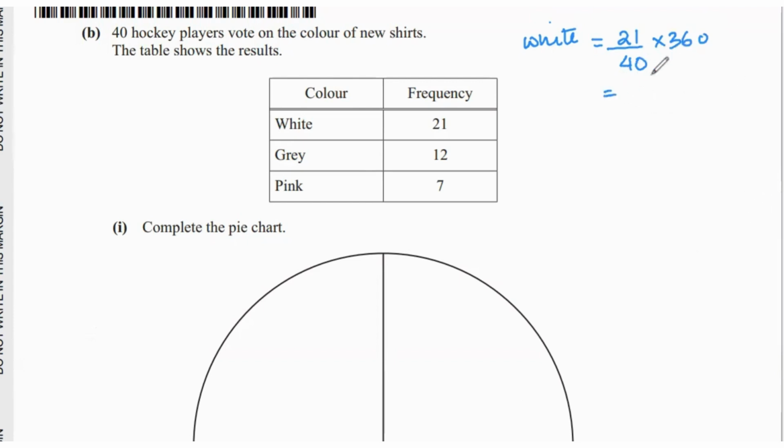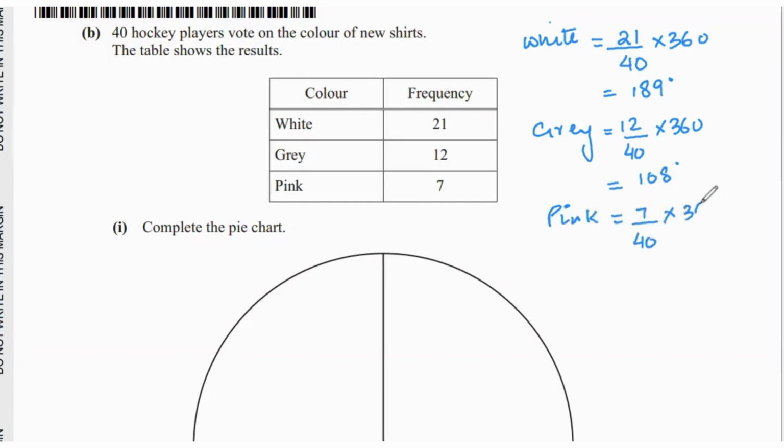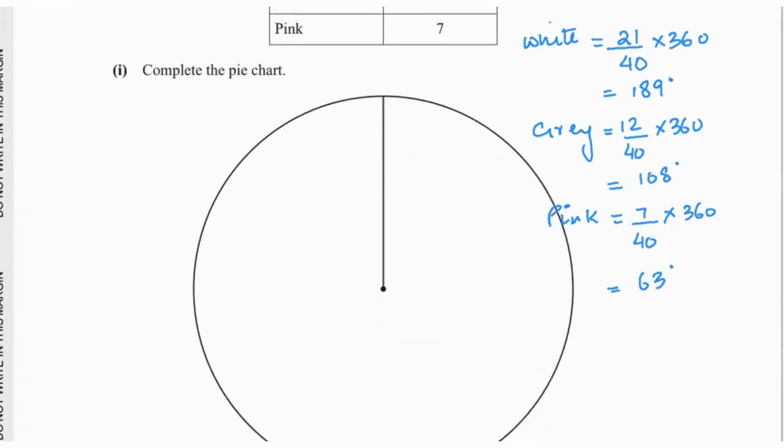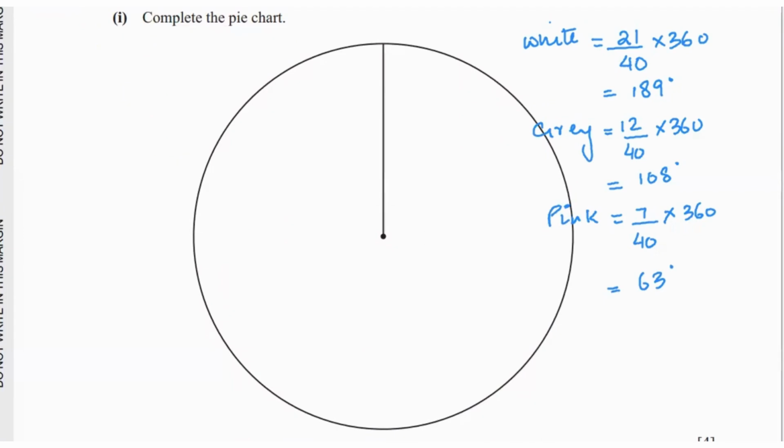So that gives us 189 degrees. Then for gray, it's going to be 12 over 40 times 360, which is going to give us the angle of 108. And lastly, for pink, that's going to be 7 over 40 times 360, which is going to give us 63 degrees. So these are the three angles. Using your protractor, you'll draw the angles on the pie chart and you'll have your answer.